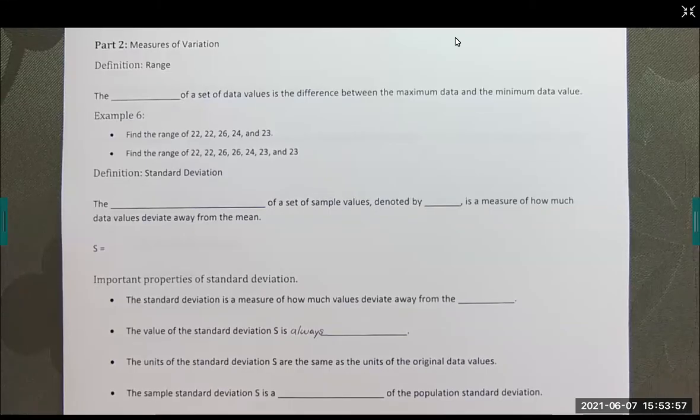Welcome back. This is part 2 of chapter 3 or module 3. And we're going to talk about measures of variation. And we're going to start with the range.